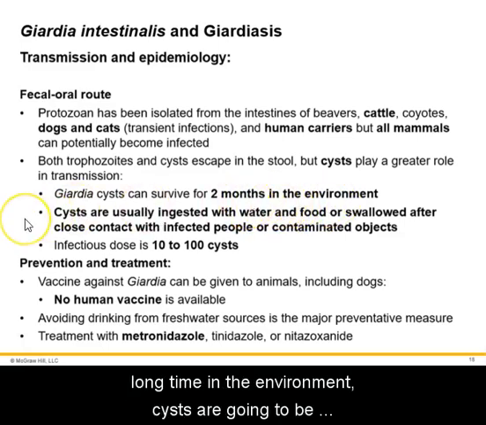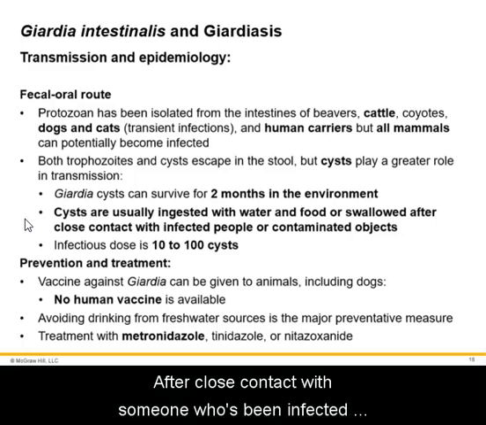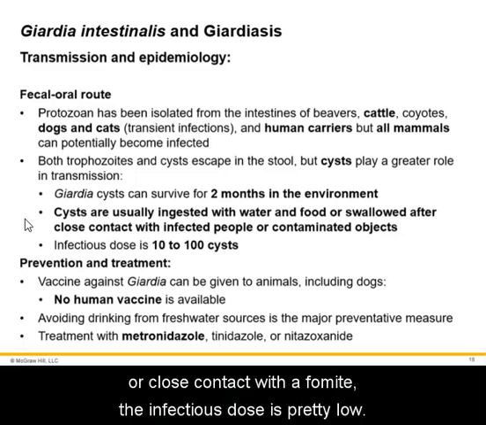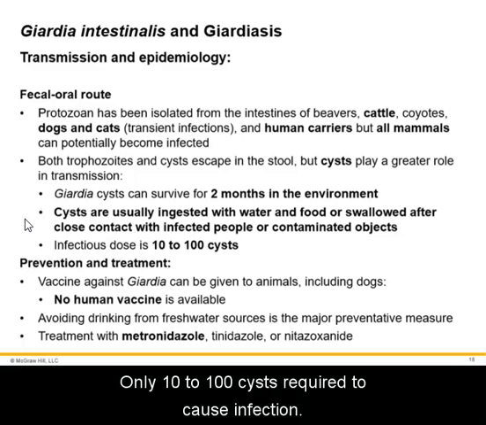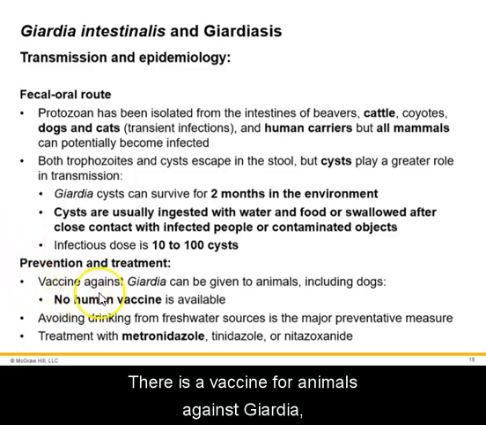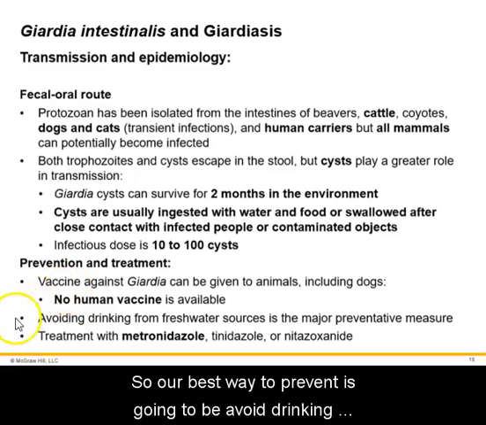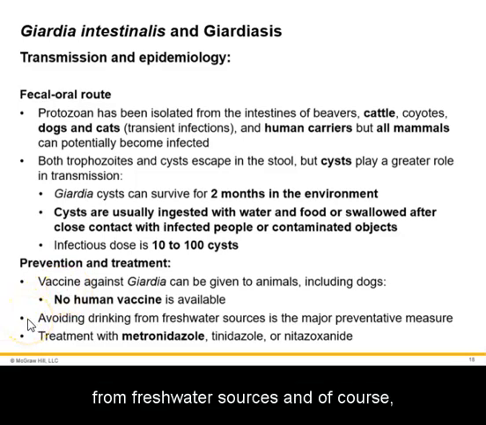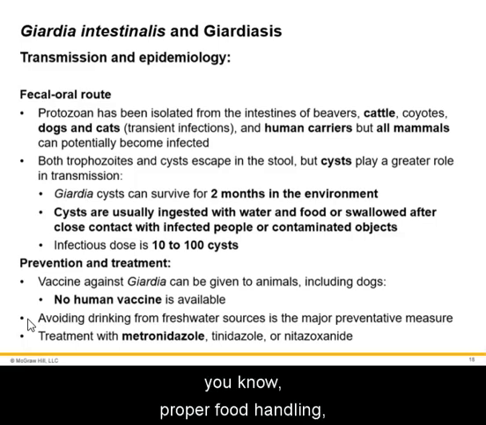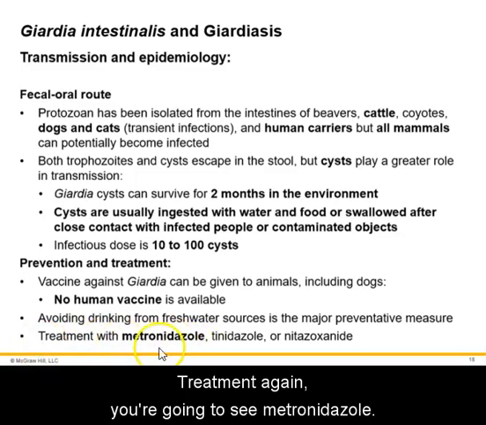Cysts are going to be ingested, usually with water or food, or they're swallowed after close contact with someone who's been infected, or close contact with a fomite. The infectious dose is pretty low, only 10 to 100 cysts required to cause infection. Now, prevention and treatment, there is a vaccine for animals against Giardia, but there's no human vaccine available. So our best way to prevent is going to be avoid drinking from freshwater sources, and of course, proper food handling, things like that. Treatment, again, you're going to see metronidazole.